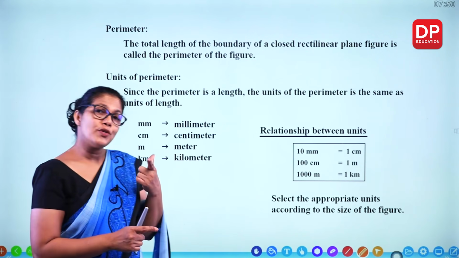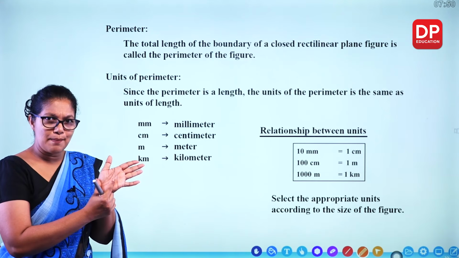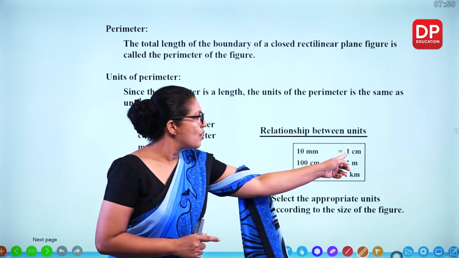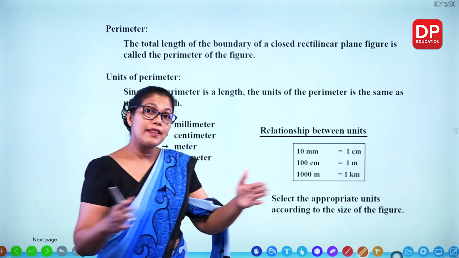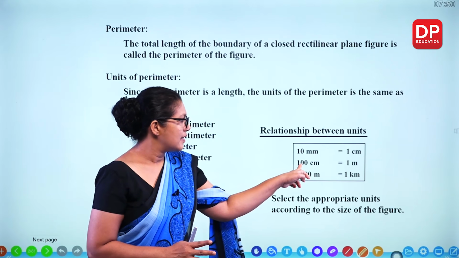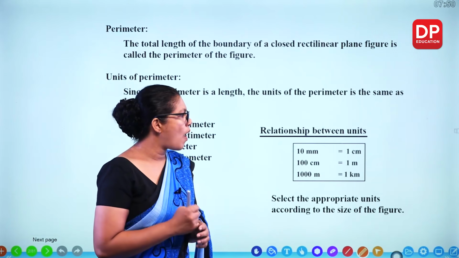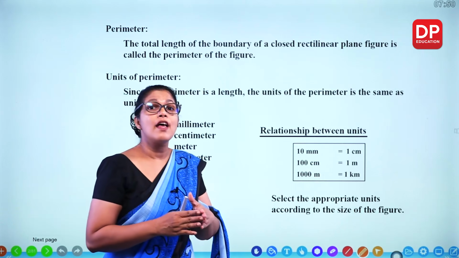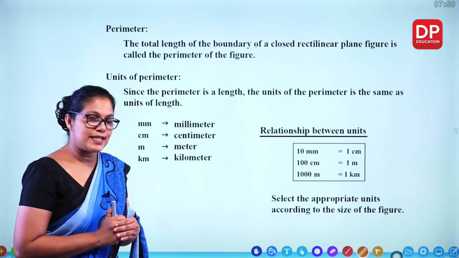You know when you take the small ruler, 1 centimeter is equal to 10 millimeters. And when you take the meter ruler, you can divide it into 100 parts. That means 100 centimeters is 1 meter. Then if you take kilometers, 1000 meters is equal to 1 kilometer.